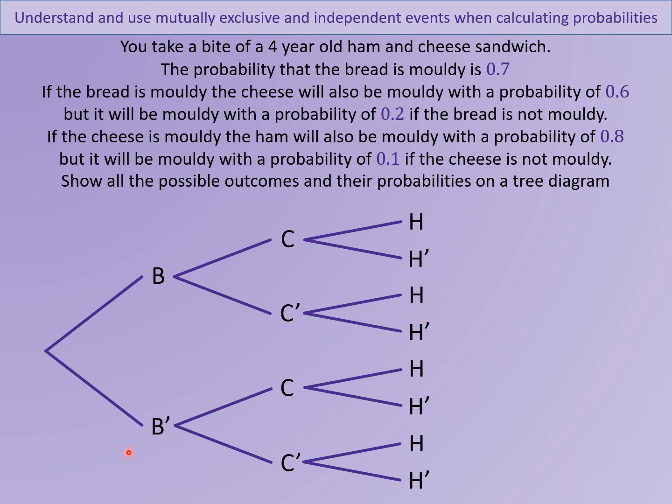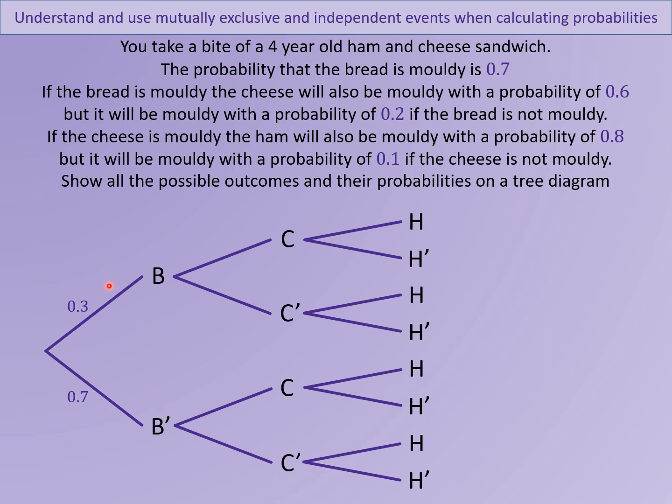Right? So you've got this type of situation. What we can do now is fill in some of our results. Just be aware, if you've got your dashes the other way around, it doesn't matter, as long as you put down some sort of key and say that dash means mouldy. Maybe on yours, dash means okay. It's up to you. So the first thing we're going to face is the probability that the bread is mouldy is 0.7. So I can put that down as 0.7. That means the other has to be 0.3, because it's either mouldy or not mouldy.